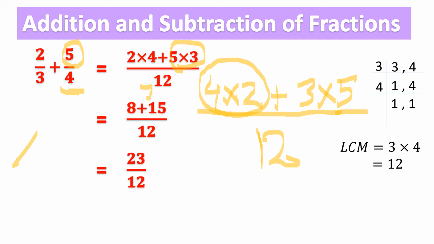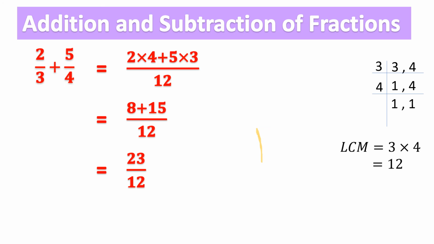Let me clear it out for you so that you can see it carefully. First you took the LCM, then you wrote these things. Whenever you see multiplication, do it first. So 2 into 4, 8. 5 into 3, 15. And 8 plus 15 is 23. So 23 by 12 is your answer. That is the added form.